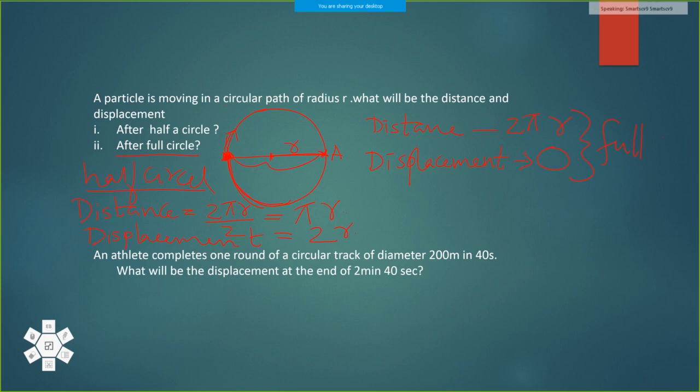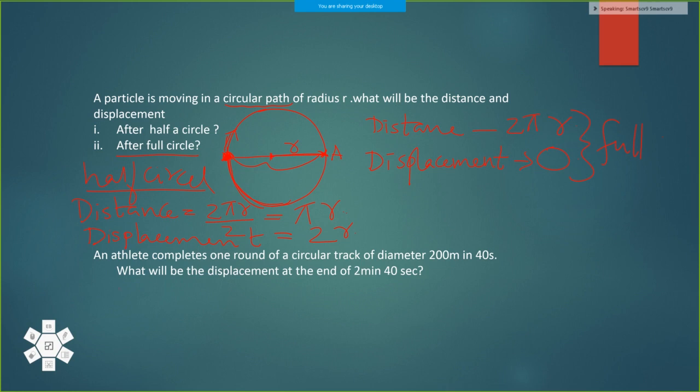So here we are dealing with circular path. In the case of circular path, if the particle completes full circle, distance will be the circumference 2 pi r. And if it completes one complete circle, initial and final point coincide and displacement will become 0. And if it completes half circle, what happens? The displacement becomes the diameter and the distance will be half of the circumference. Clear? Note it down.